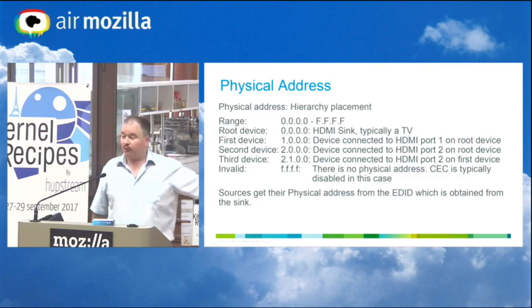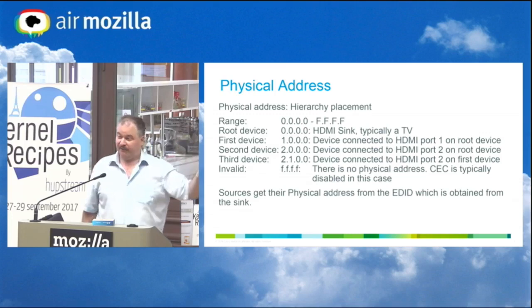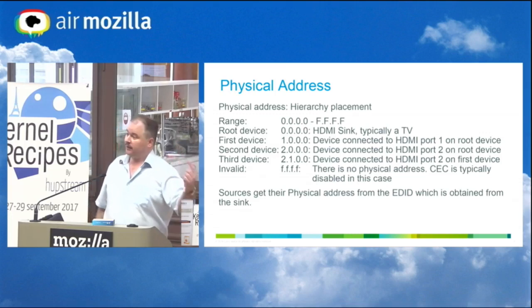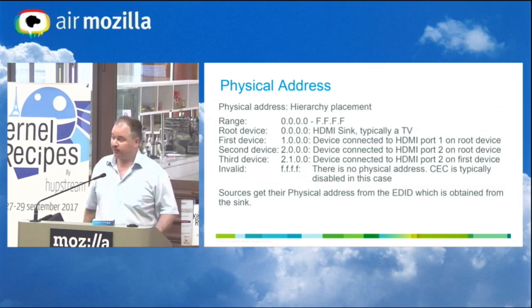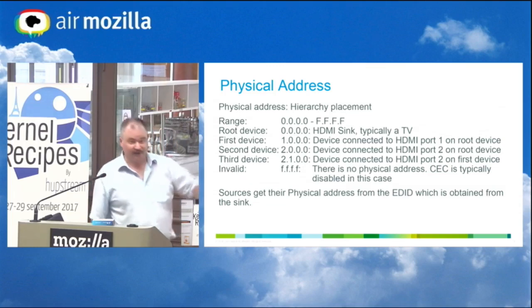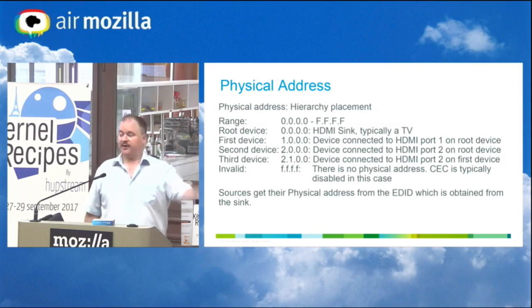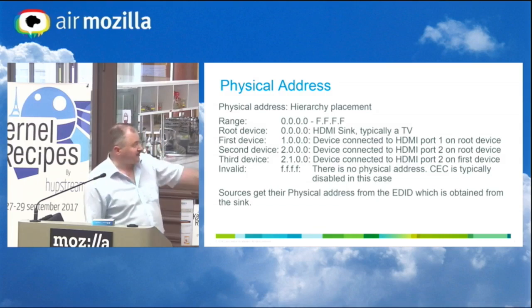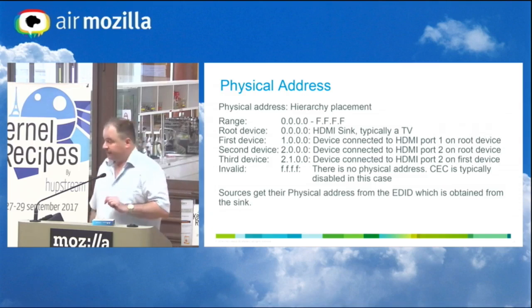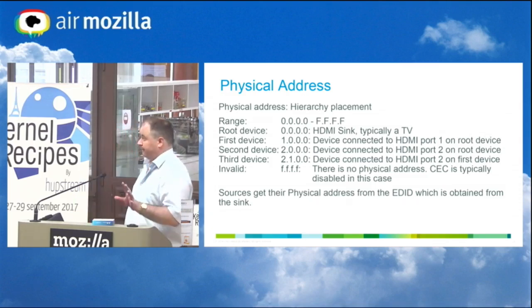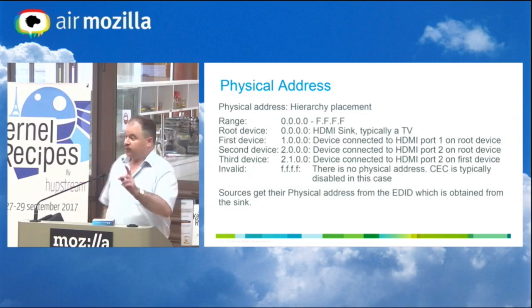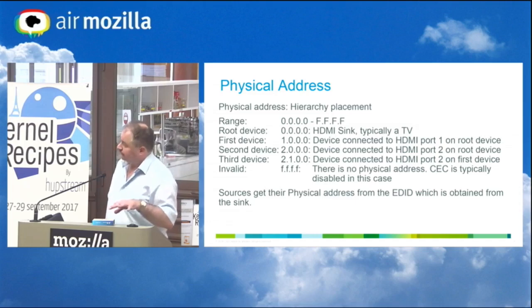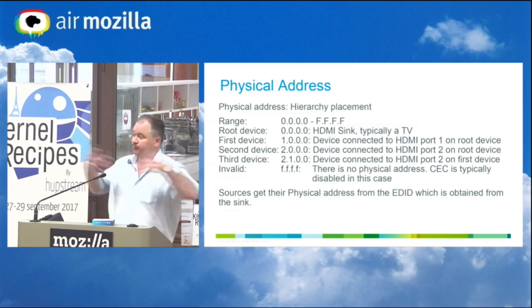A TV is always 0.0.0.0, and if it has, say, 4 HDMI ports, then the first HDMI port will receive 1.0.0.0, the second 2.0.0.0, the third 3.0.0.0, the last 4.0.0.0. So every port has its own physical address. You can have different layers if they connect to an AV receiver, and then you will get another level. So you see that in the third device, that would be 2.1.0.0. It represents the topology of your CEC, all your HDMI devices. This assumes that all the HDMI devices support CEC. If there's one in the middle that doesn't, then it's broken.